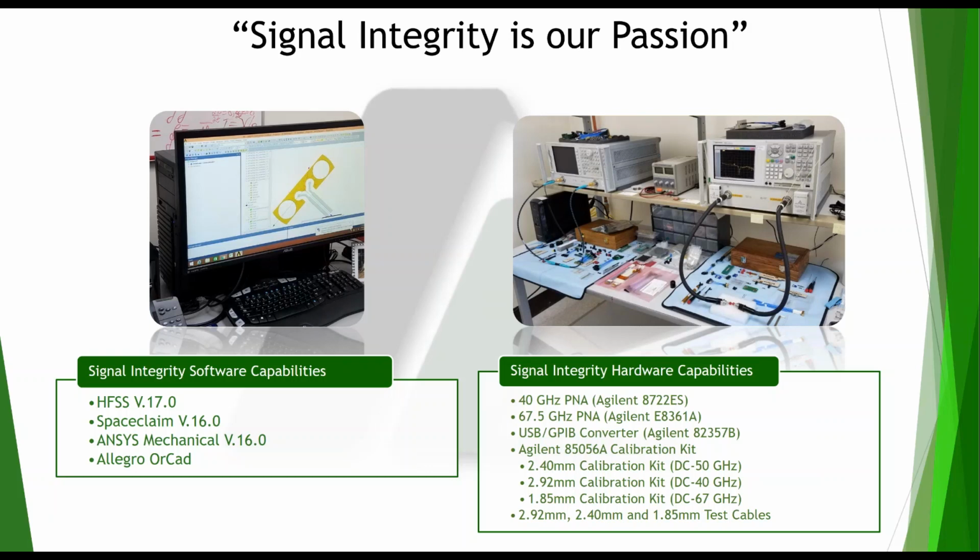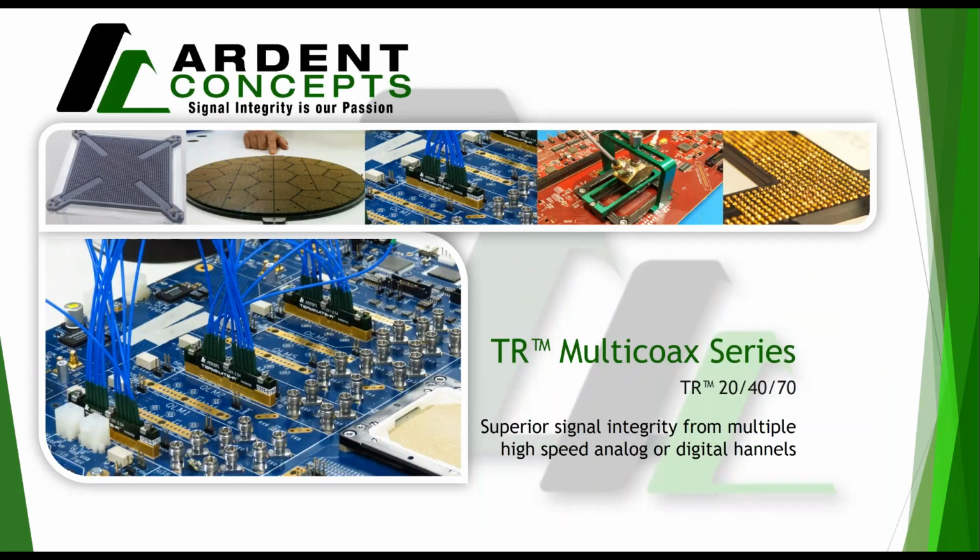So what does this mean to you as a customer, and why are you here today? Well, you're here to learn a little bit about our TR Multicoax Series and our evaluation kits for this product that help you test this product in-house. Our TR Multicoax Series offers superior signal integrity from multiple high-speed analog or digital channels. We offer it in a 20, 40, and 70 gigahertz variety.